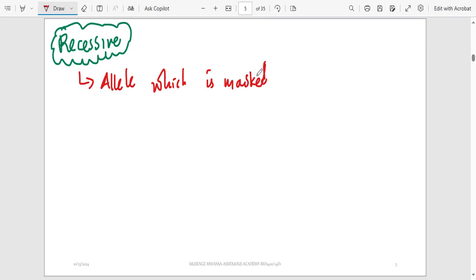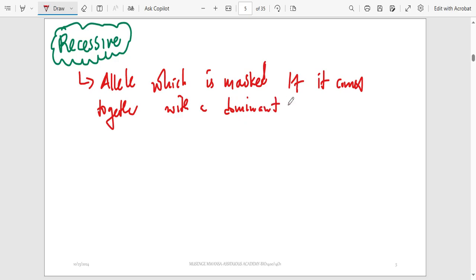You can't see it if it comes together with a dominant gene. And you use a small letter for this. Use a small letter. For dominant ones, you use capital letters.